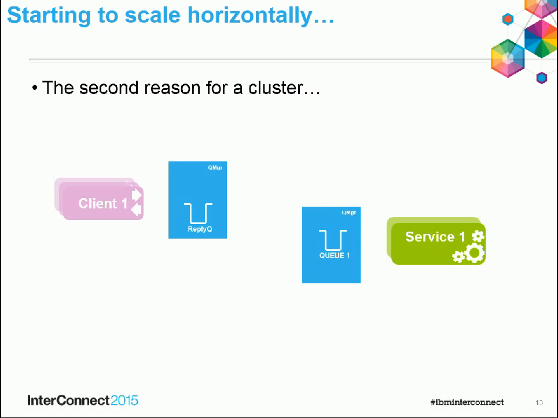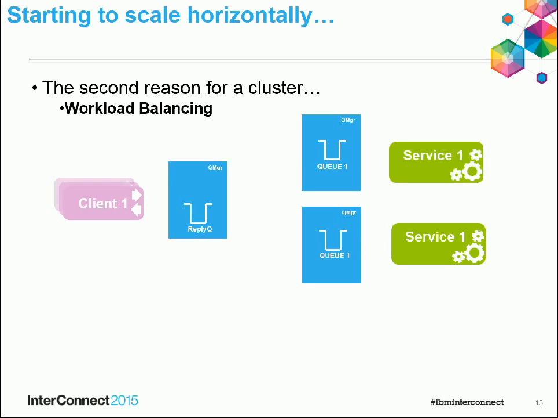But we might want to scale up that application. We might want to do workload balancing. So if we have multiple instances of that service application, what we can do is define an extra queue manager. We can define the same queue as we had of Q1 on that first queue manager on the new queue manager. Now we've got two instances of the same queue in the cluster. When you have multiple instances of the same queue, i.e. it's got the same name, any queue manager that's sending messages to it is going to workload balance messages by default across those multiple instances.